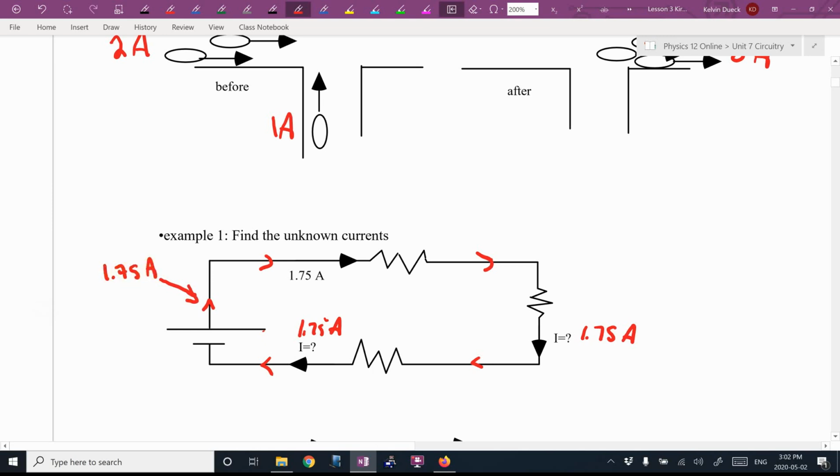And this current leaving the battery, you're going to find, is one of my keys to solving a circuit. You're going to hear me say, if I know the total current leaving the battery, the question's going to fall apart. And if I don't know the total current leaving the battery, that's what I'm going to try and figure out first.